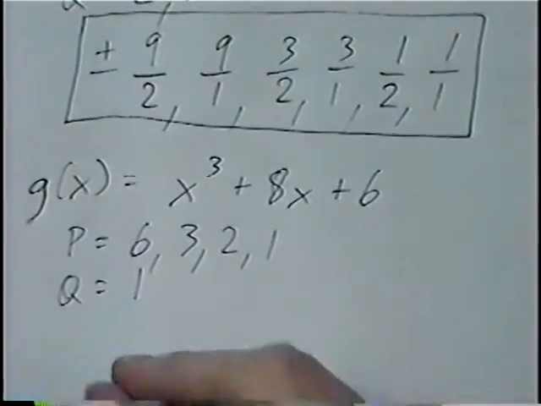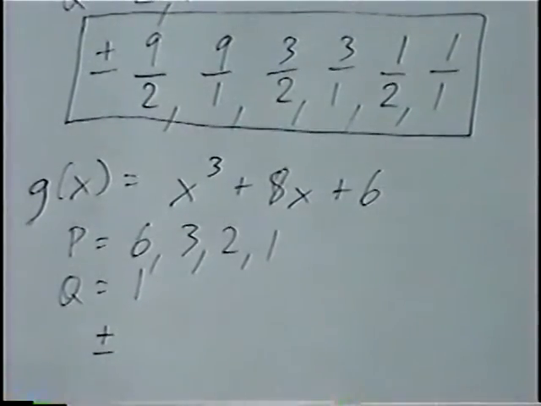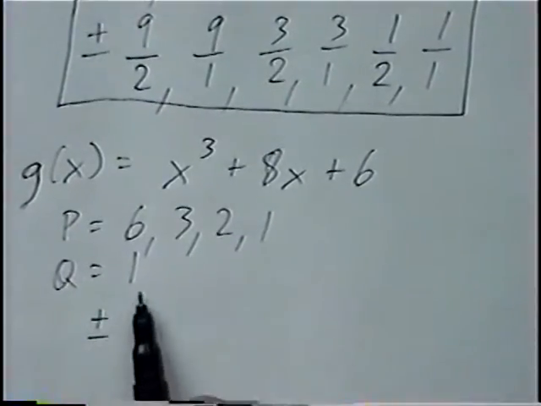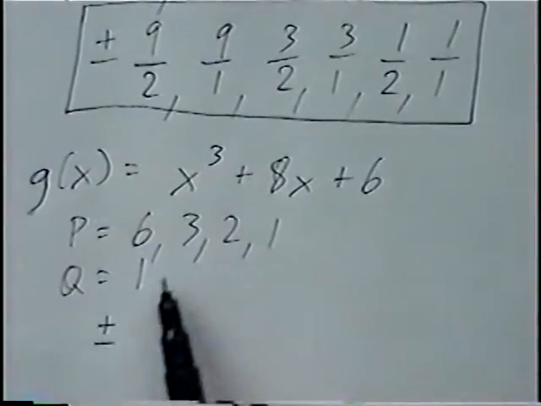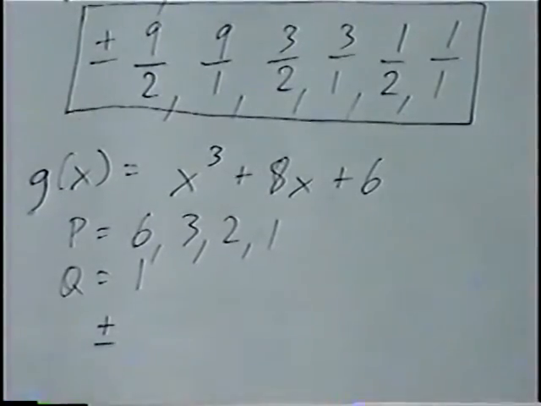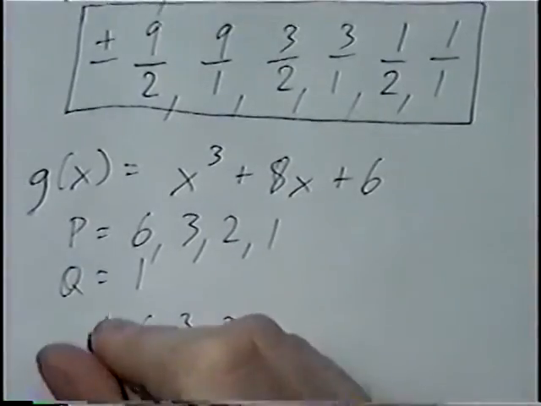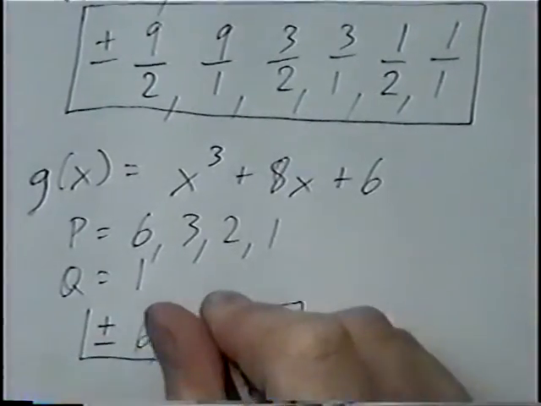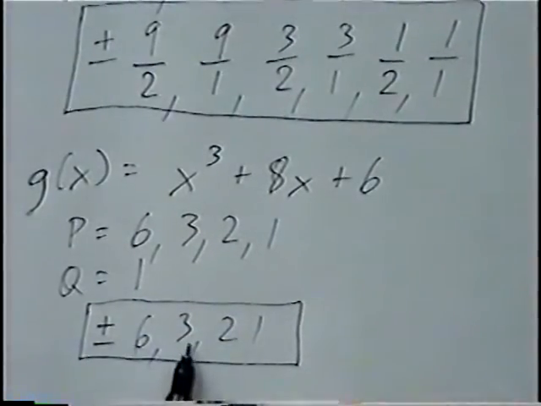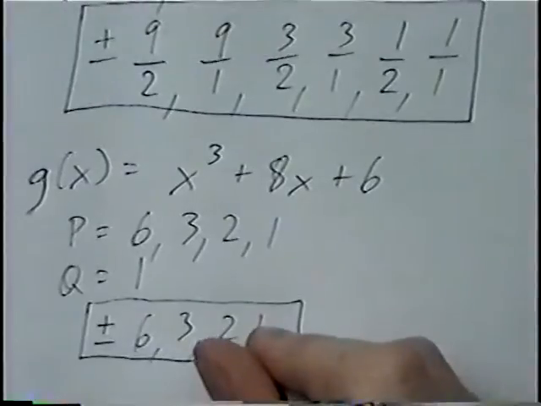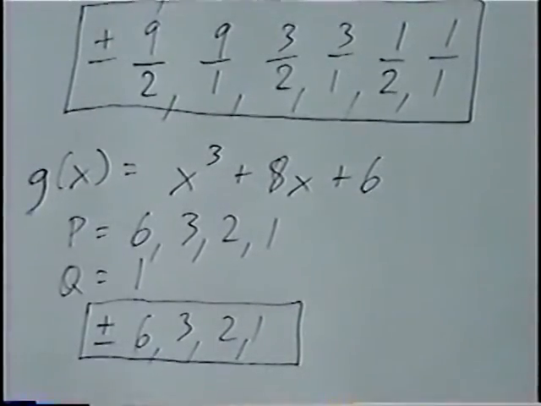So the list of the possible zeros, again, each possible zero could be positive or negative, plus or minus. And since we only have one q value, we'll have the values 6 over 1, 3 over 1, 2 over 1, or 1 over 1, or 6, 3, 2, and 1. And again, these could be positive or negative. So we'll have positive 6, positive 3, positive 2, positive 1, but we also could have negative 6, negative 3, negative 2, and negative 1.